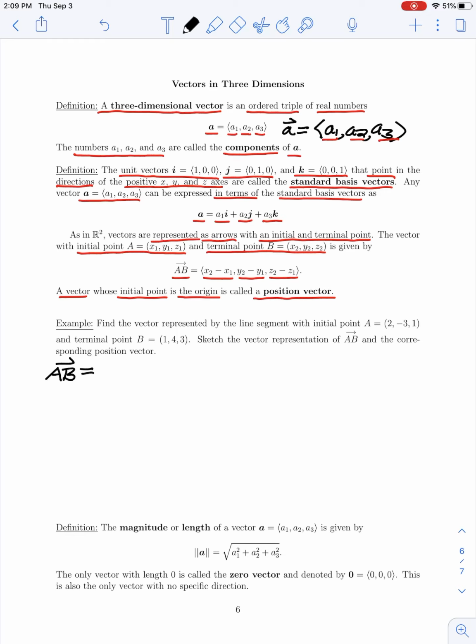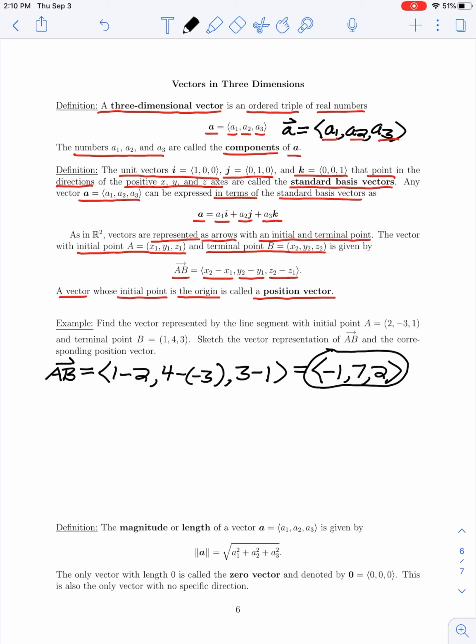So the vector whose initial point is A and terminal point is B is denoted as AB. And the first component would be the x-coordinate of the terminal point, which was 1, minus the x-coordinate of our initial point, 2. The second component is the difference between the y-coordinate of my terminal point and the y-coordinate of my initial point. And our third component would be the difference in the z-coordinate of the terminal point and the z-coordinate of my initial point. So altogether here, we're left with -1, 7, 2, as this vector, whose representation is the arrow from point A to point B in space.